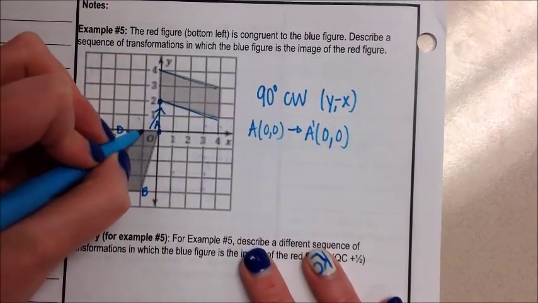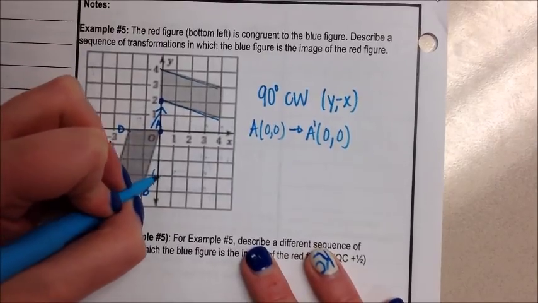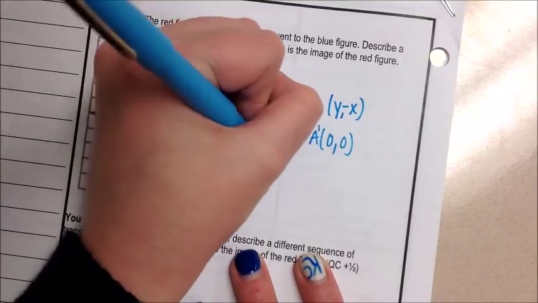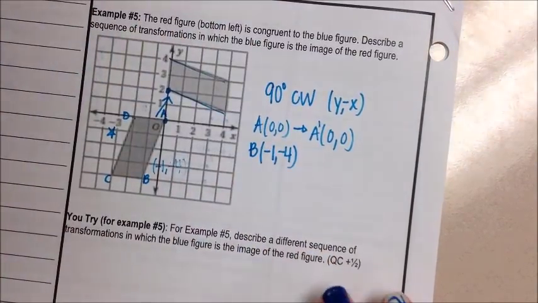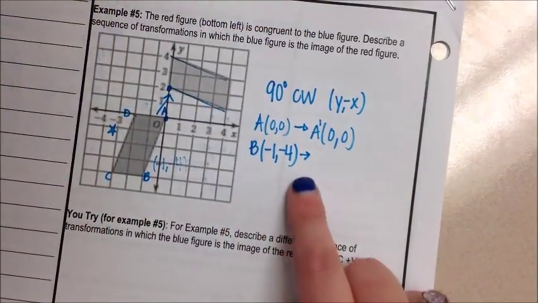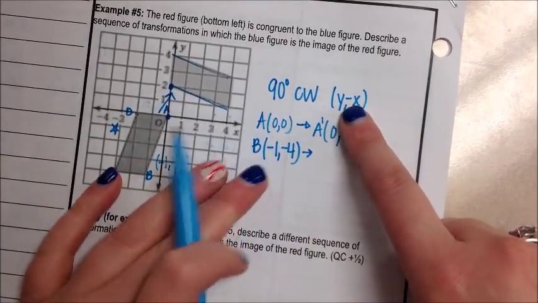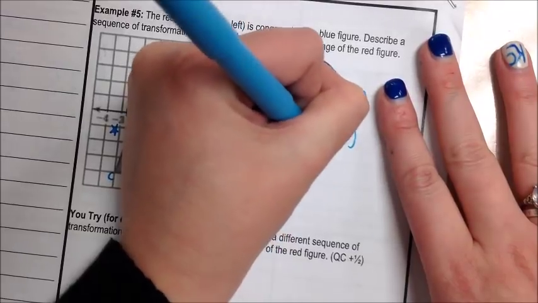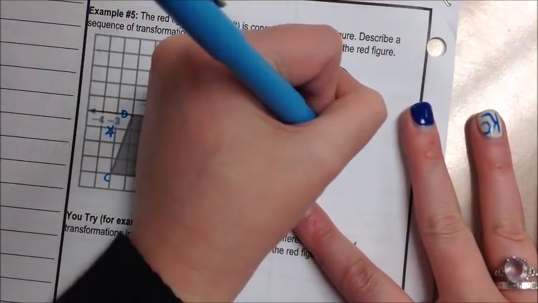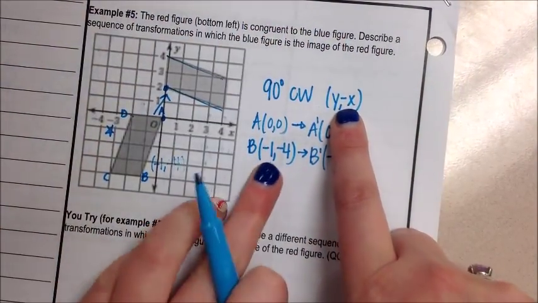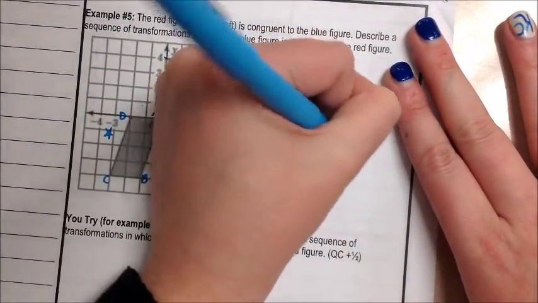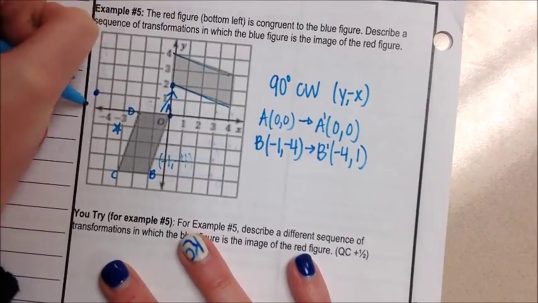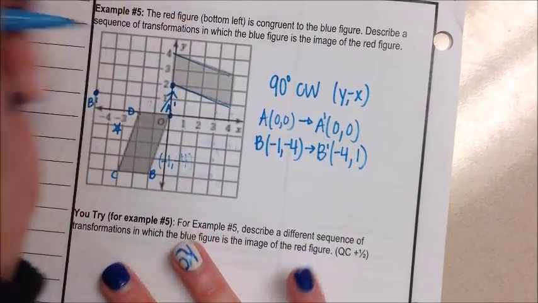And then B right now is at (-1, -4). B starts at (-1, -4), and it's going to move to, the y becomes the x, so I have -4. And then the opposite of x is 1. So B prime is going to be there.